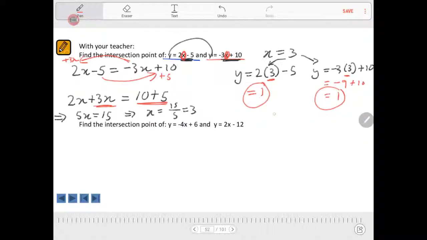So the final answer is that x and y equals, well, the x value is 3 and the y value is 1. So that's our coordinate point. Okay, I'm going to have a go at the next one here and go through it fairly briskly, but you might want to pause the video and try it on your own first and then see the answer that I get.